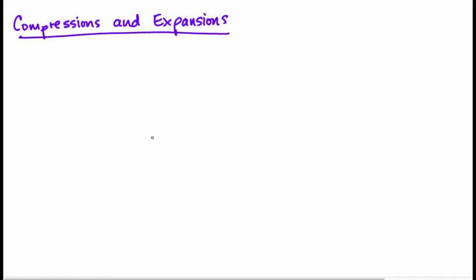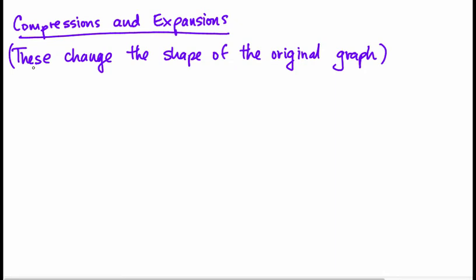Here's the last section. There's another type of transformation that can happen, which is known as a compression or an expansion. And these change the shape of the original graph. And there are two types of compressions and expansions. The first one we'll take a look at is what happens if we do a compression or expansion vertically. And so vertically, again, is up and down.